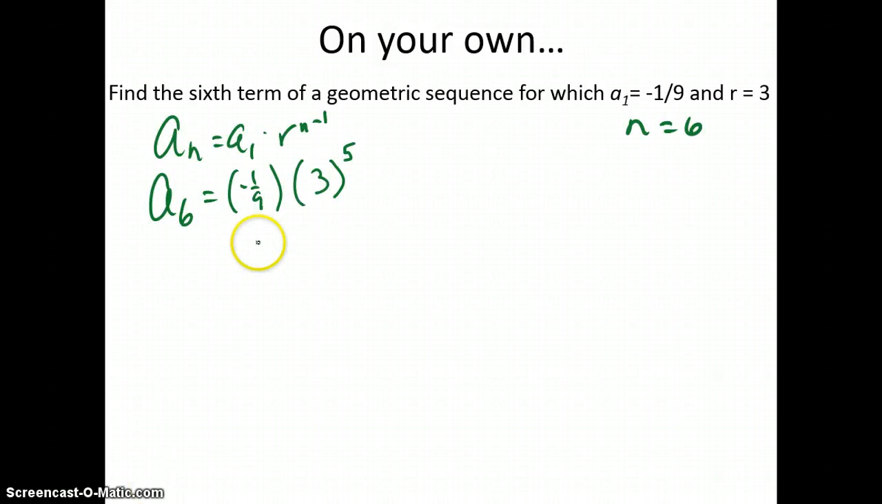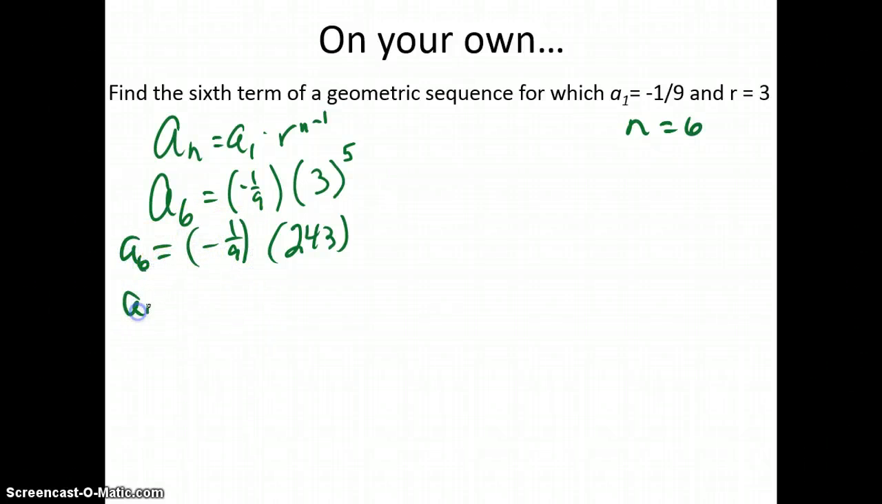I want to jump to this step when going over it and realize that the r is the only thing being raised to this exponent. So 3 is only being raised to the fifth. It's not 1/9 times 3 and then raising that to the fifth. That absolutely is not right. The r is the only thing being raised to the exponent. When we raise it to the exponent, we get 243. It's times negative 1/9, and that's our sixth term. Multiplying by negative 1/9 is the same as dividing by 9. So we get our final answer to be negative 27. And I hope that's what you got.